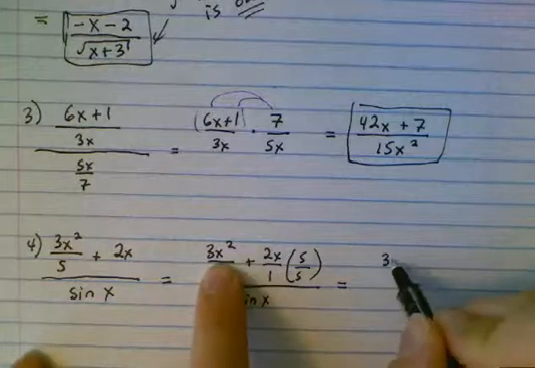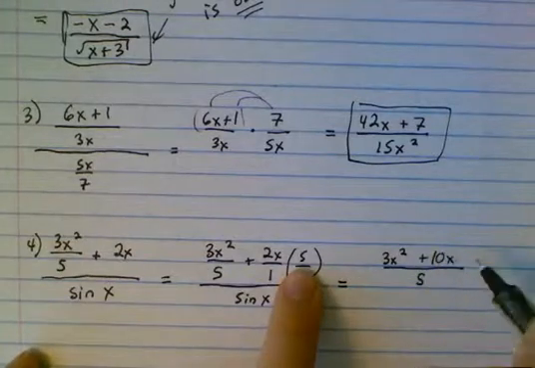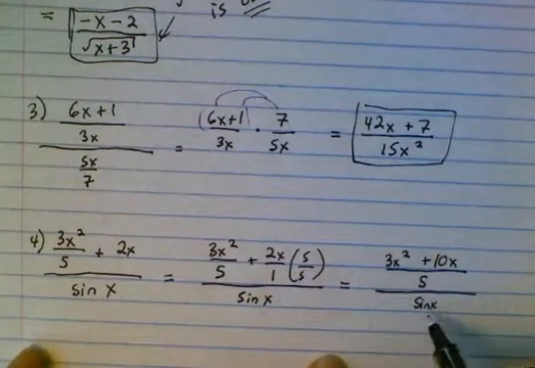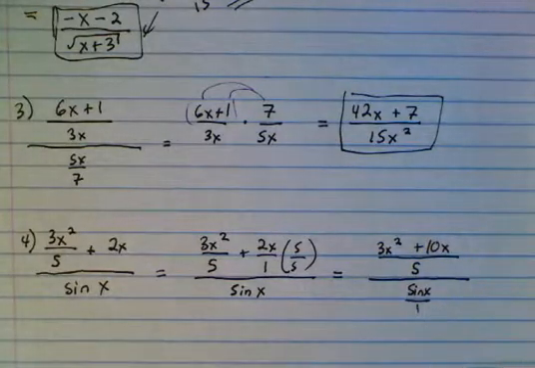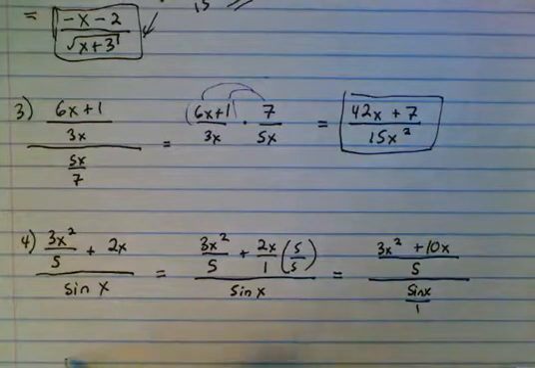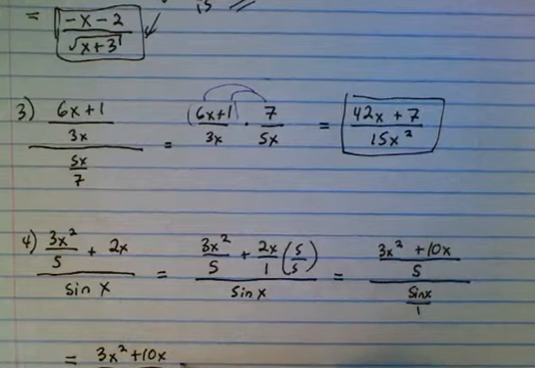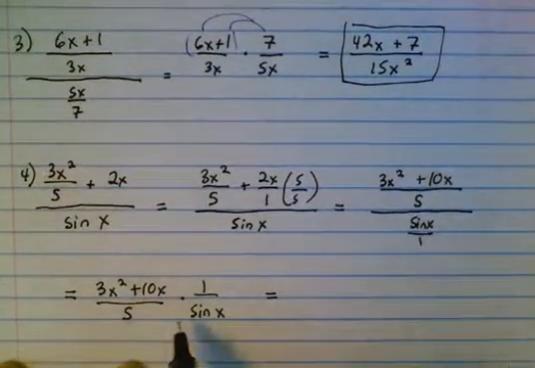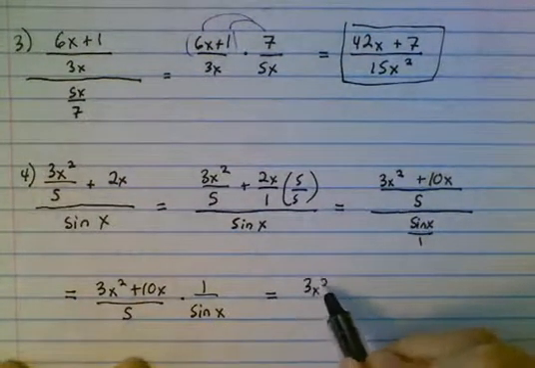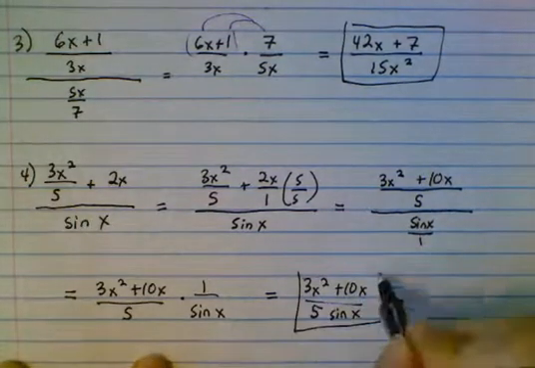So we've got 3x squared. Common denominator is going to be 5. 2x times 5 is 10x. All of this is over sine x. At this point I have one fraction in the numerator, one fraction in the denominator. So I'm going to write this as sine x over 1 because I know that if I divide by a fraction that's the same as multiplying by the reciprocal. So it's really 3x squared plus 10x over 5 times 1 over sine x. These can just be multiplied together. Down in the denominator here, these can just be multiplied together. Voila.